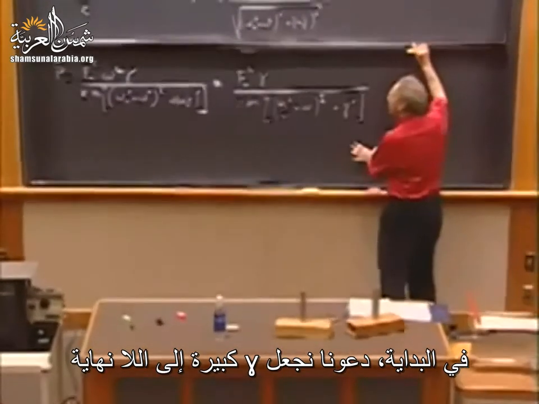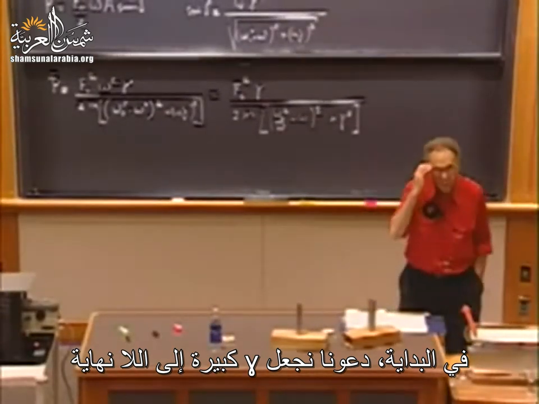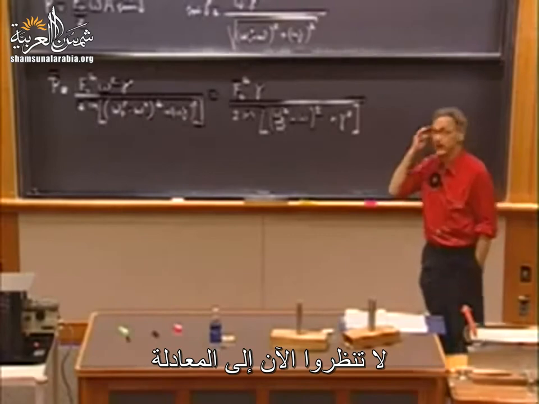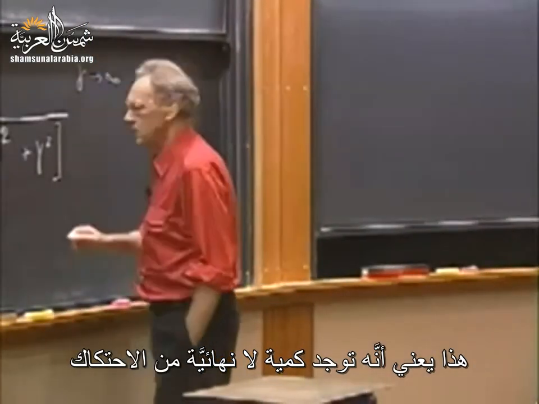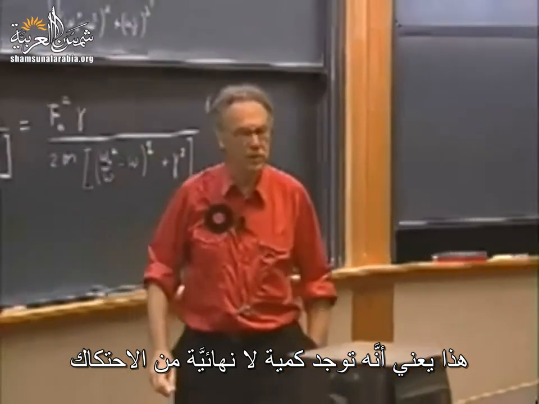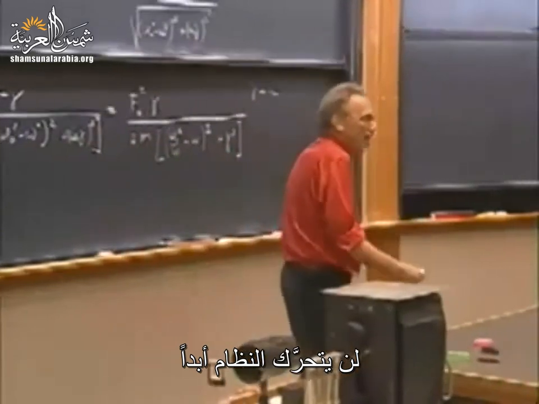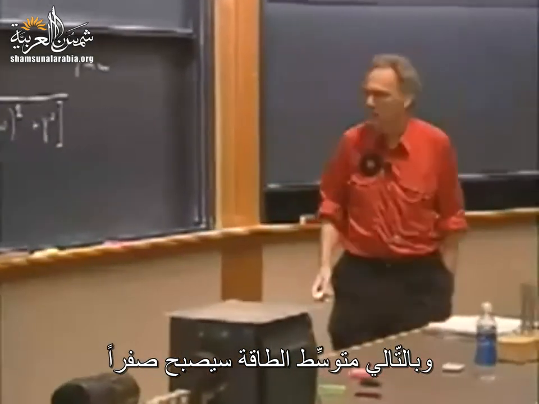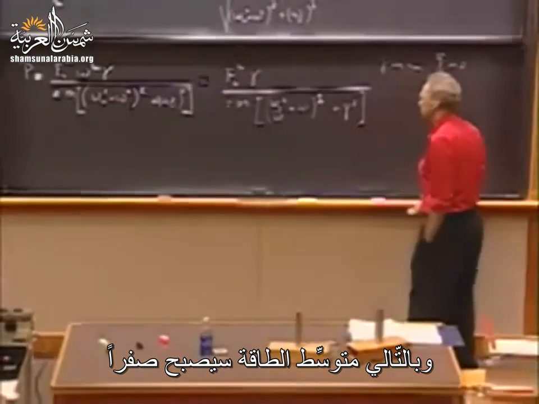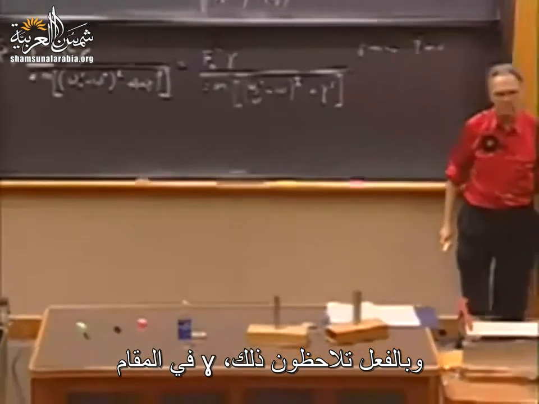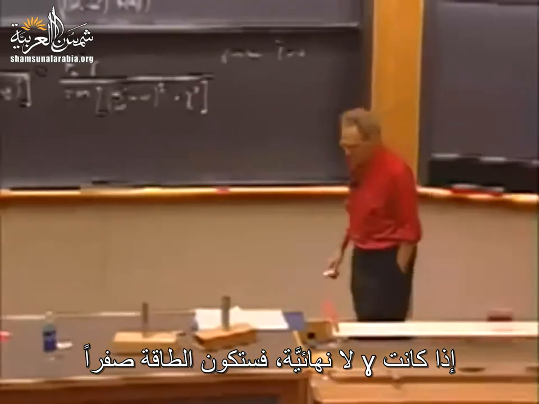Well, let us first make gamma infinitely large. Don't look even at the equation. Gamma infinitely large. That means there is an infinite amount of friction. System never gets going. There is no way that it will ever move. So clearly, the average power must go to 0. And indeed, you see that. The gamma is downstairs. If gamma goes to infinity, power is 0.